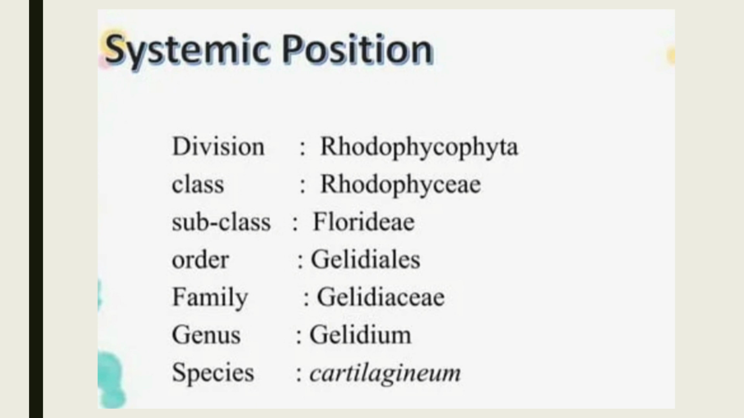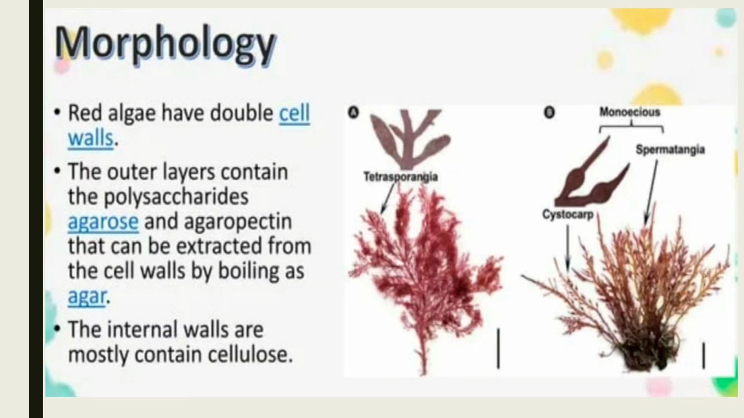The systematic position of Rhodophyceae: the division Rhodophycota, class Rhodophyceae, subclass Florideae, order Gelidiales, family Gelidiaceae, genus Gelidium, and species cartilagineum. We'll go briefly over the morphology and reproduction.